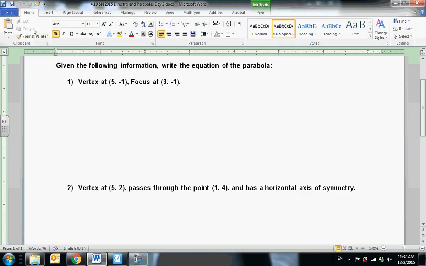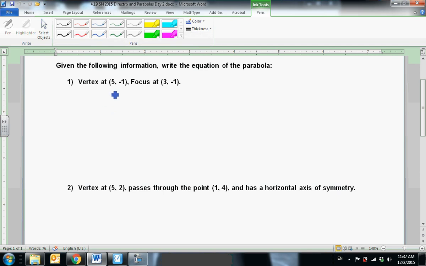We have a vertex at (5, -1), and we have a focus at (3, -1). Now, I know that some of you have a physical illness when it comes to writing things down or drawing things out, okay? However, I would highly, highly, highly suggest that this is a time when you do draw a little picture, sketch things out, okay? I promise it's going to help you out, right? So let's sketch what we've got here.